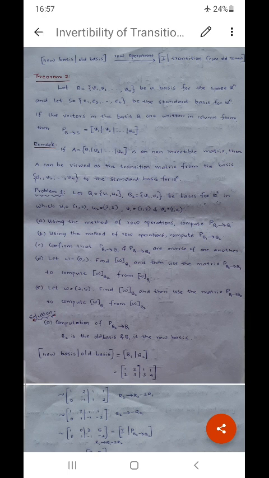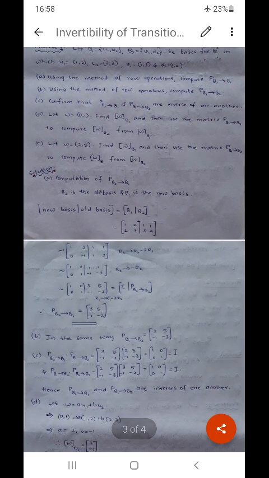Let B1 and B2 be two bases for R2, where B1 equals the set of ordered pairs (1, 2), (2, 3), and B2 equals the set of ordered pairs (1, 3), (1, 4). Using the method of row operations, compute the transition matrices from B2 to B1 and then B1 to B2, and verify that they are inverses of one another. Given a vector W equal to (0, 1), find its coordinate matrix relative to B1, and using that matrix and the transition matrix from B2 to B1, find the coordinate matrix of W relative to B2. And the same problem where B1 is replaced with B2.